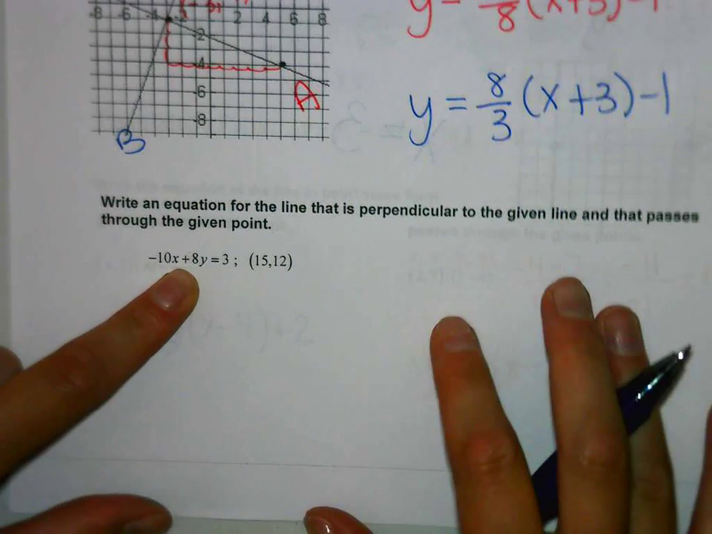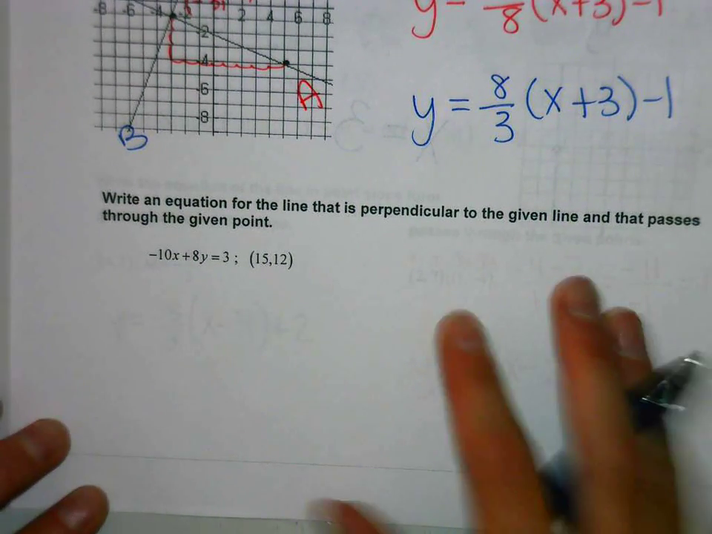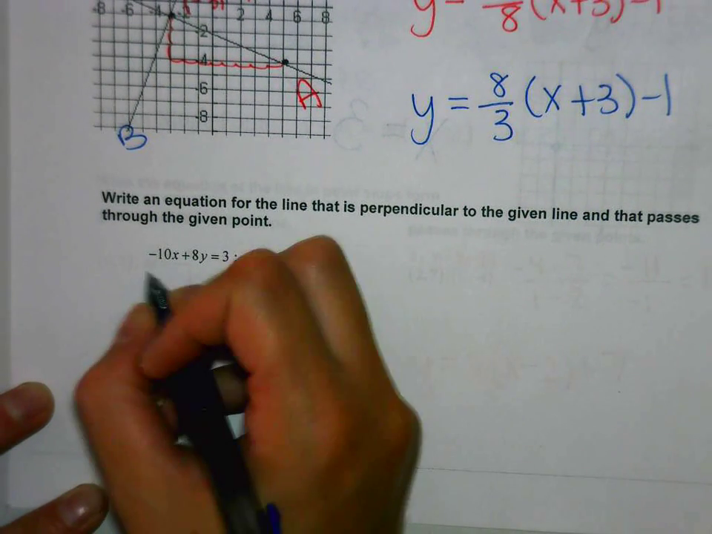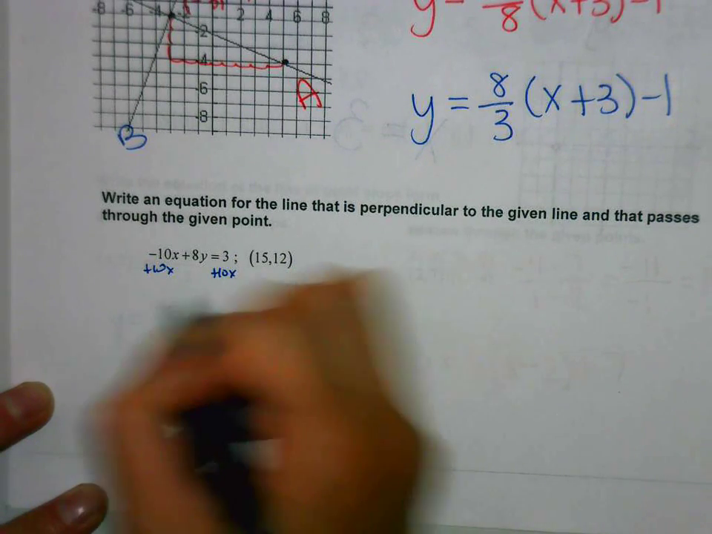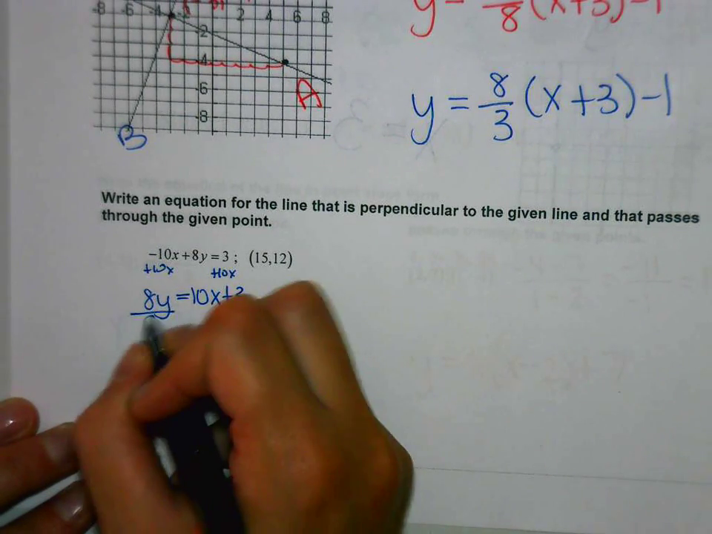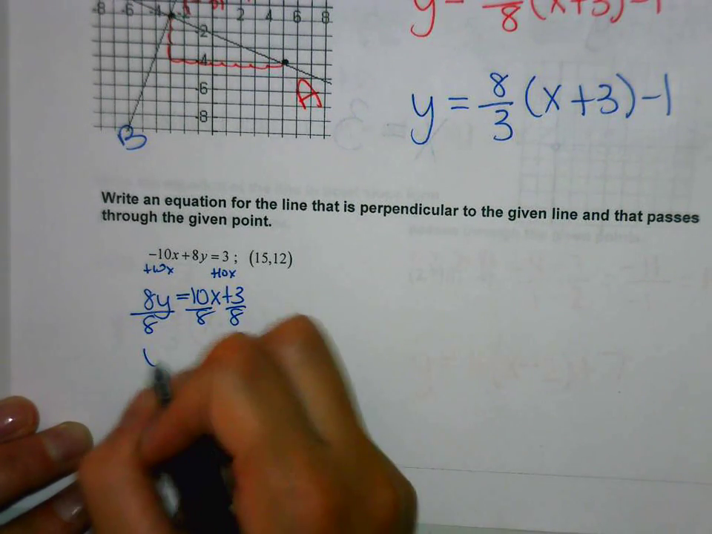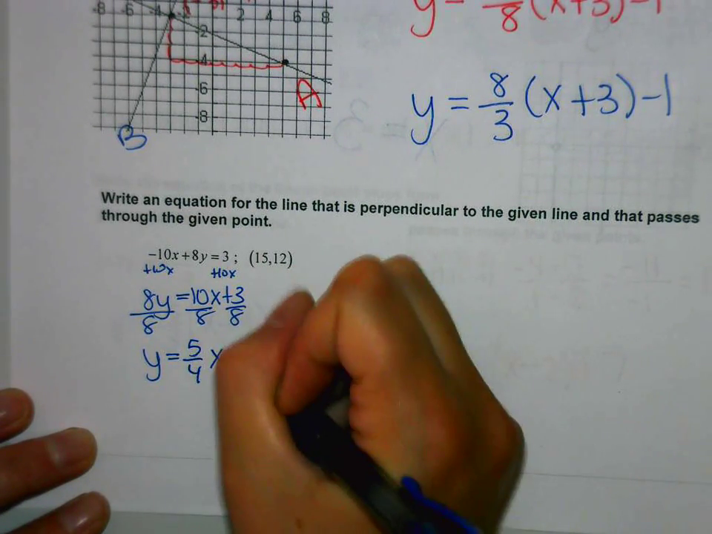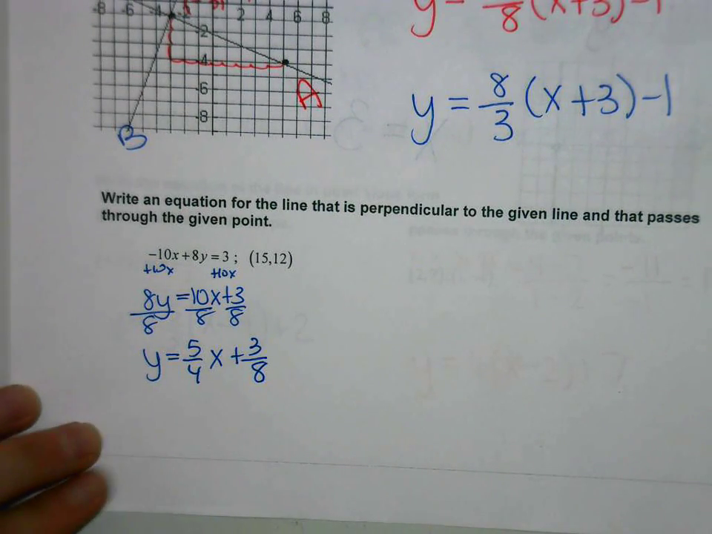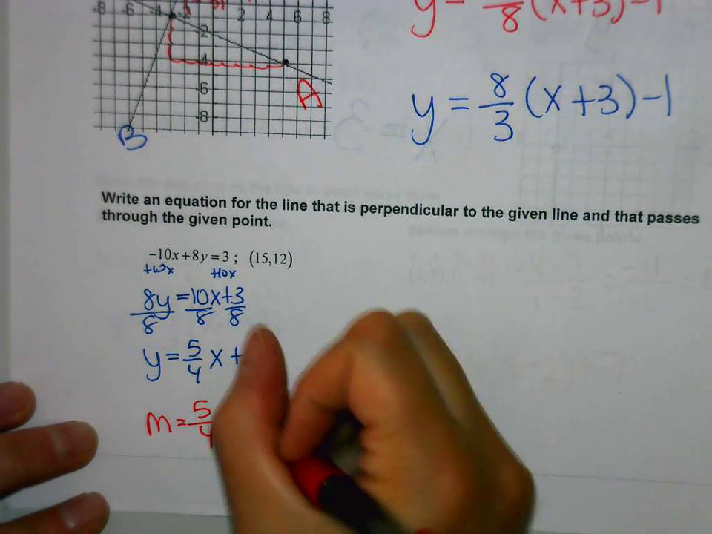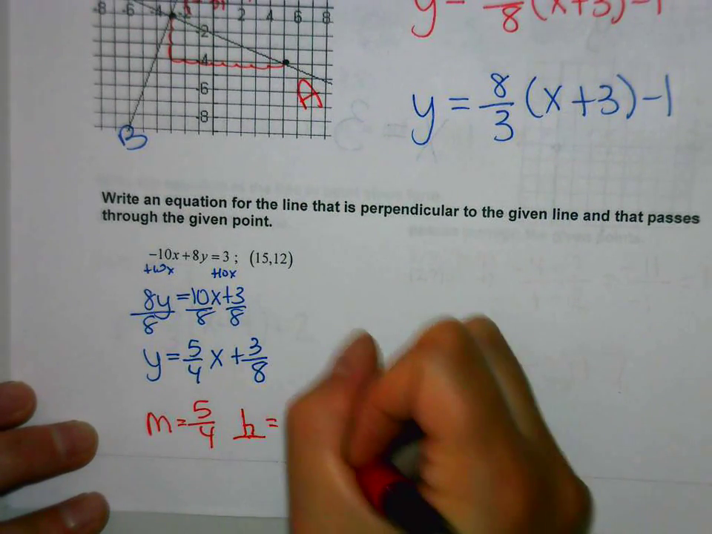Now let's write an equation for the line that is perpendicular to the given line that passes through the point. First let's put this into slope-intercept form so we can figure out what our slope is. If I add 10x to both sides, I have 8y equals 10x plus 3. Divide both sides by 8. So y equals 10 divided by 8 reduced is 5/4 x plus 3/8, which does not reduce. So we know our slope is 5/4, but the perpendicular has to be the opposite reciprocal.